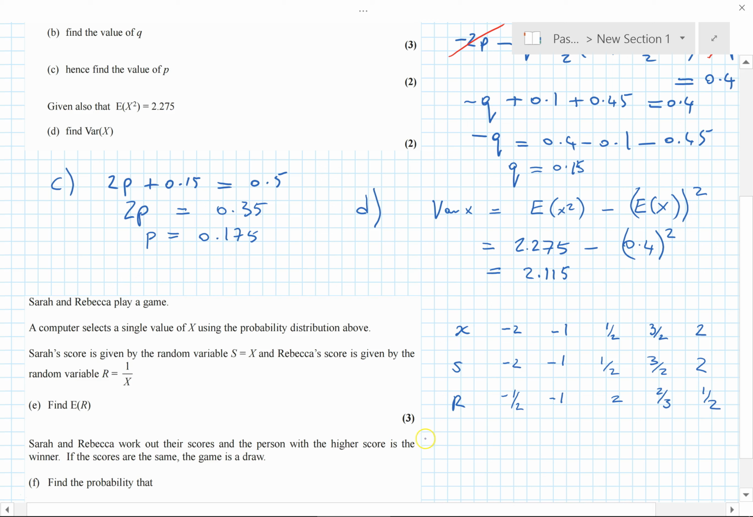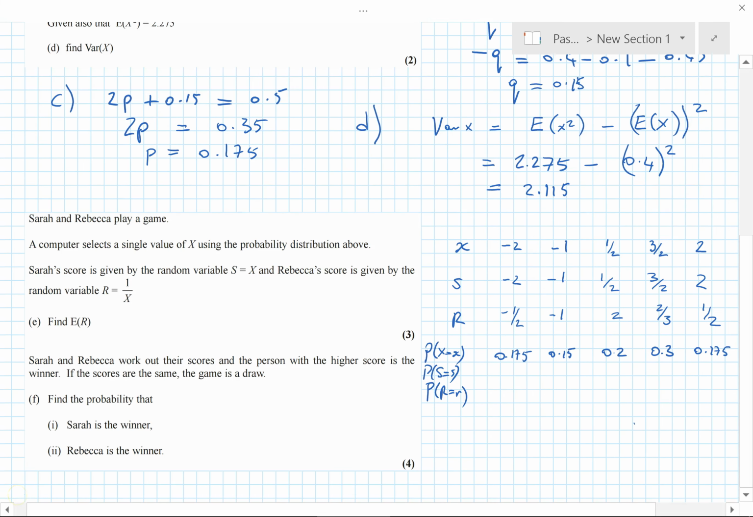And here we've got the probabilities: P(X equals x), or indeed P(S equals s), or P(R equals r), same thing. They've all got the same probabilities because they all relate back to whatever x is, and they're the values that we had from before. So this is how we're going to find E(R). We're just going to use the same formula we did before. So that times that, plus that times that, plus that times that, plus that times that, plus that times that.